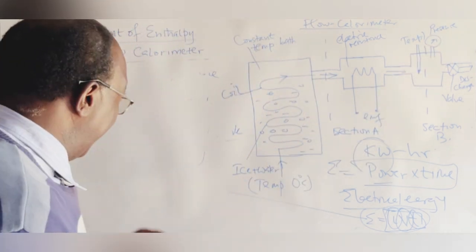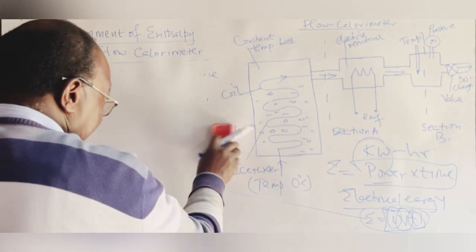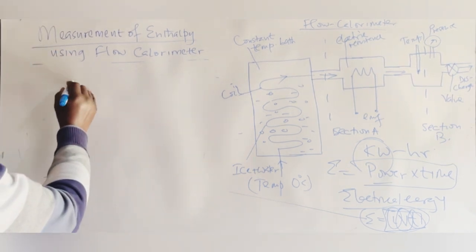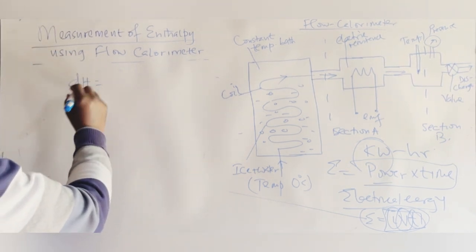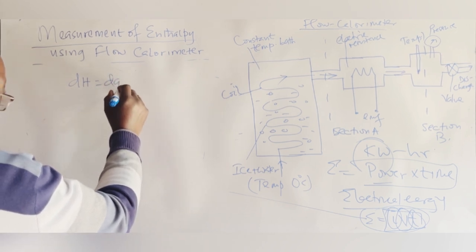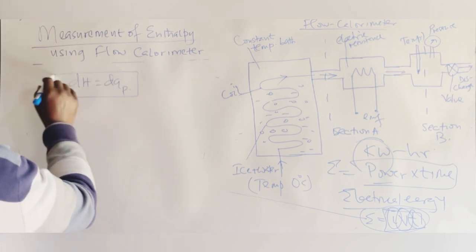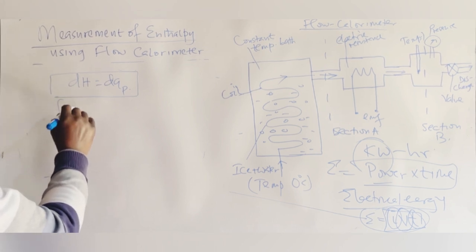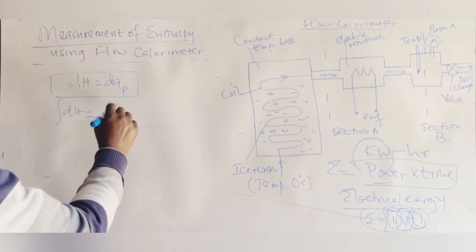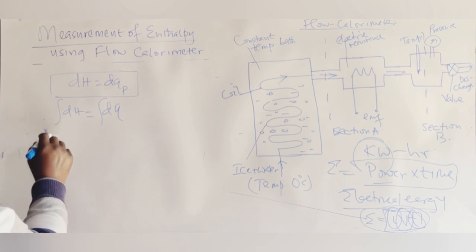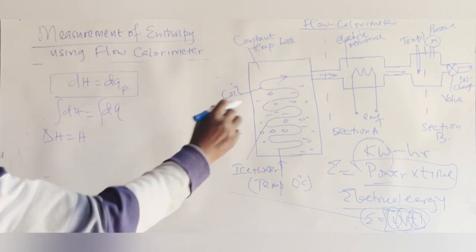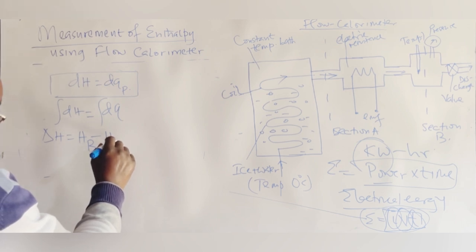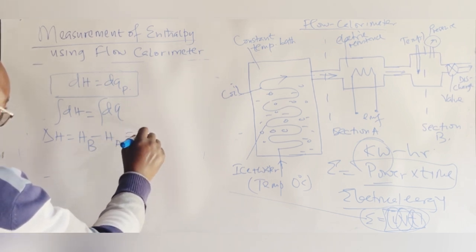And remember that the heat which is generated is the same as the enthalpy change, because we have said dH is equal to dQp. And so what is this quantity when you integrate? When you integrate dH and integrate dQ, we simply get delta H, which is H at state point B minus H at state point A, is equal to Q.